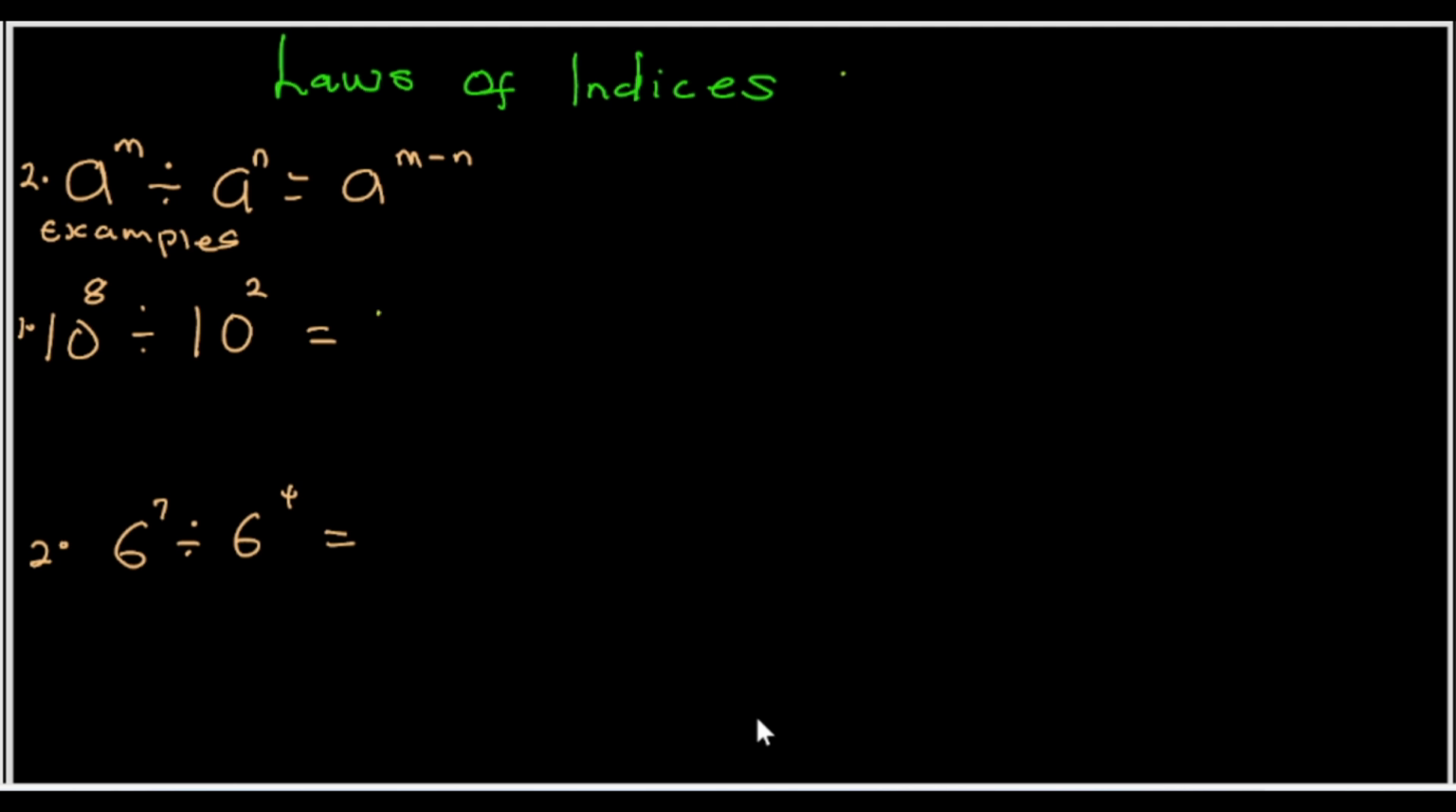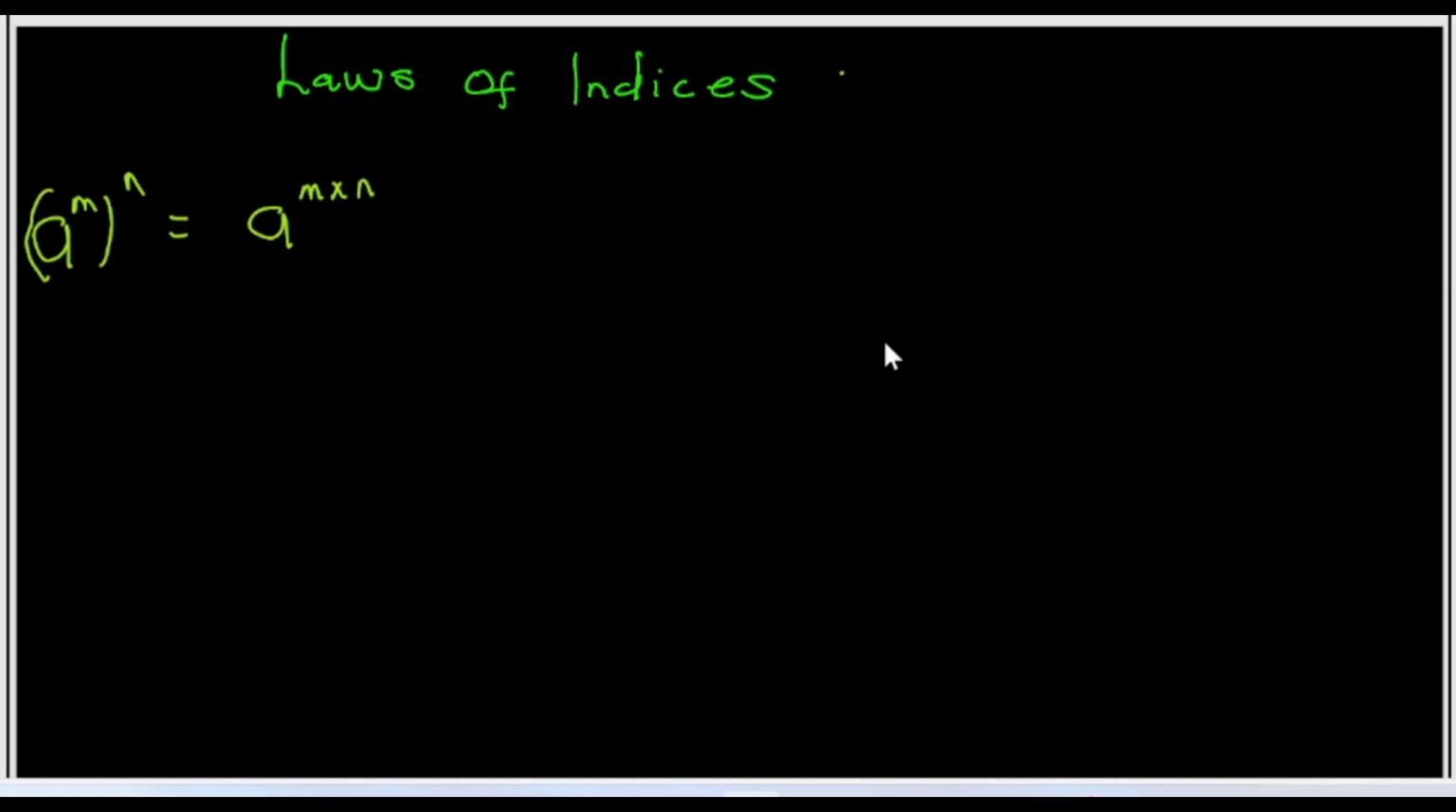So we pick 1, which is 10. We pick 1, 10 to the power of 8 minus 2, and this is 10 to the power of 6. The second one says 6 to the power of 7 divided by 6 to the power of 4. So pick 6 to the power of 7 minus 4, which gives us 6 to the power of 3.